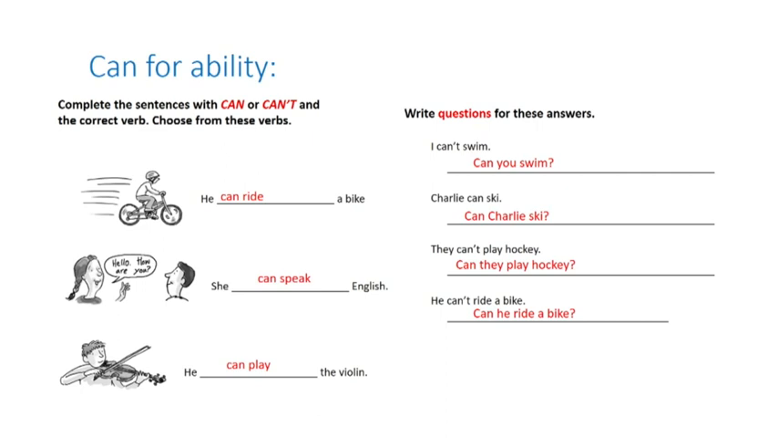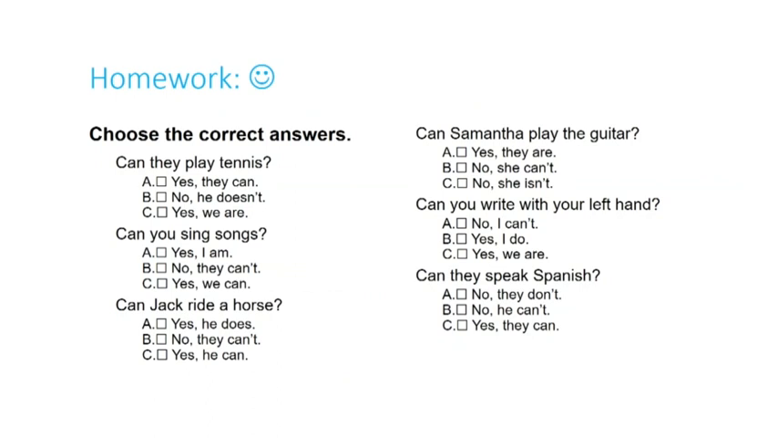Okay, to practice all of this, da bismo ovo sve izvežbali uz pomoć glagola can za sposobnost, I have a short homework for you. So it's homework time. Uslikat ćete ovaj slajd i uradit ćete zadatak za domaći. Take a photo of this slide and do this task for homework. You need to choose the correct answers. Izaberi tačne odgovore. So if the sentence is, can they play tennis? Da li oni umeju da igraju tenis? Koji odgovor je tačan? Think about it. Razmislite o tome.